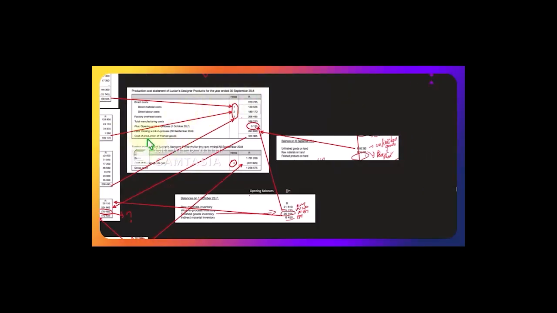So another thing here, if I can add, is number 4. Number 4 is the cost of finished goods sold. So if you can see here, look at the cost of finished goods sold. The cost of production of finished goods is not the cost of finished goods sold. This means that this is the cost of all the goods we've produced. But that doesn't mean that all the goods that we've produced will be sold at the end of the year. I repeat, all the goods that we've produced does not necessarily mean that they are going to be sold at the end of the year.